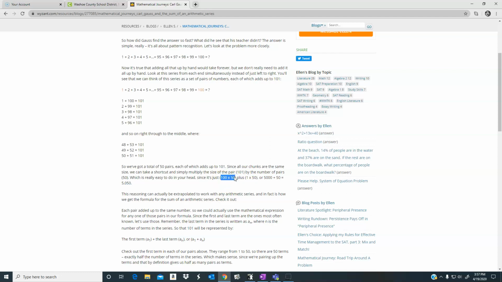Because remember, Gauss didn't have a calculator. He just had the corner to stare at. So he did 50 times 100, which is 5,000, and added on the extra 50 for the 5,050.